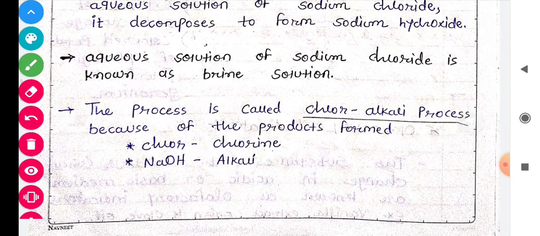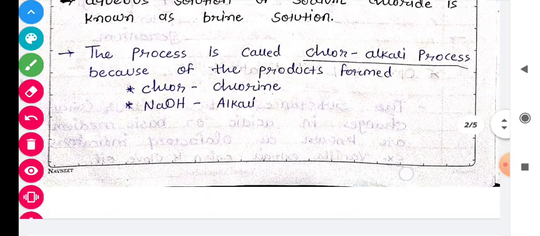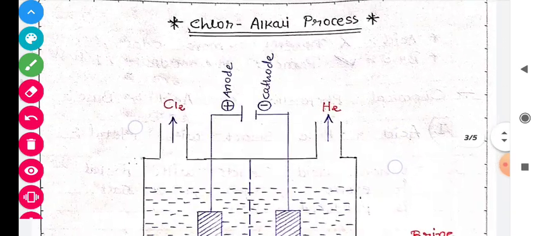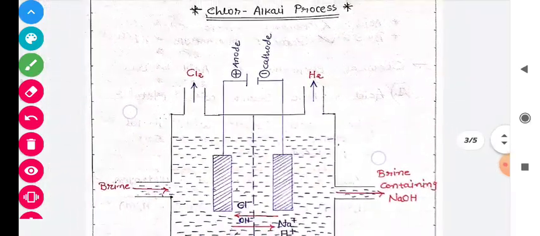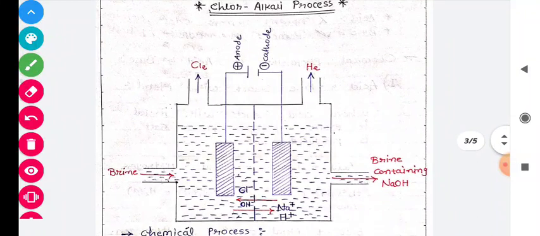This sodium hydroxide manufacturing process is known as the chlor-alkali process because the products formed are, first chlorine and second alkali. Alkali means one kind of base and it is sodium hydroxide. So according to the output products formed, the process is named the chlor-alkali process. So let us understand by the figure how this process works.